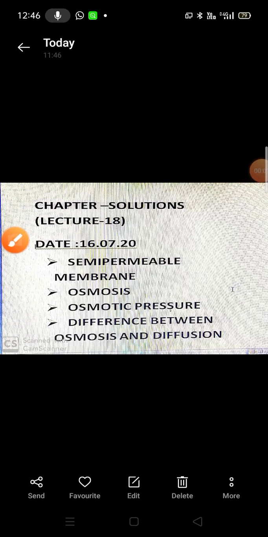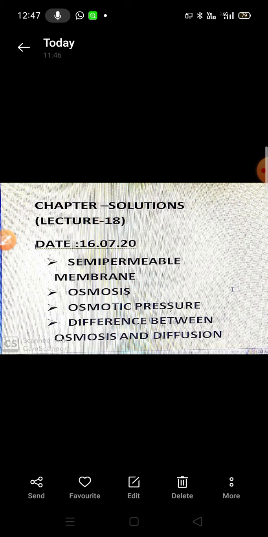We are reading the chapter Solutions. Today we will discuss semi-permeable membrane, osmosis, osmotic pressure, and the difference between osmosis and diffusion. First of all, we understand osmosis.